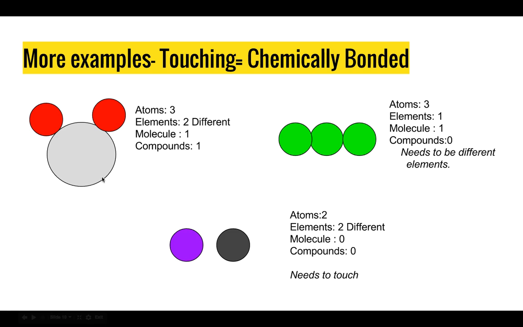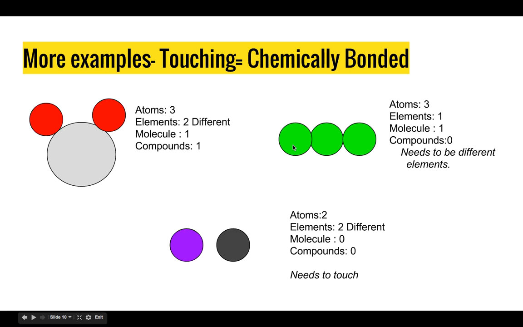So you can see we have some examples here. We have 3 atoms represented by the red and the gray. It's two different elements. The red would be one element, the gray would be another. It forms one molecule and one compound.